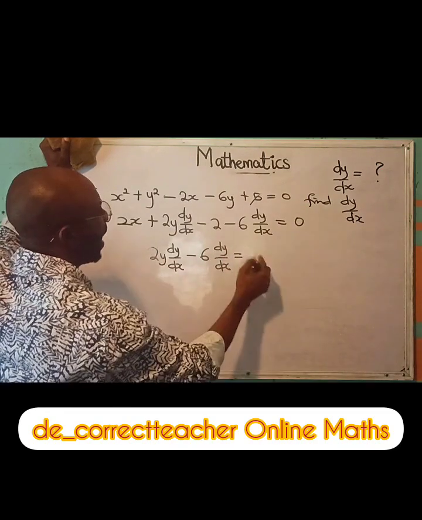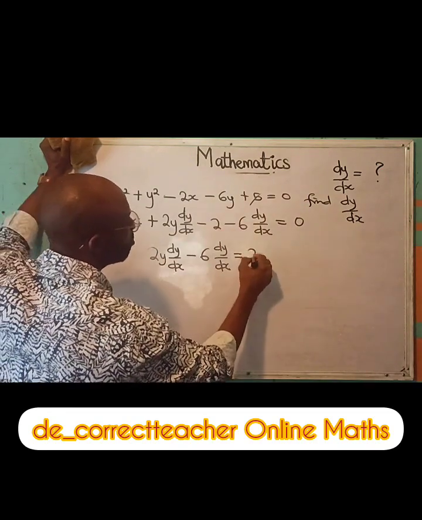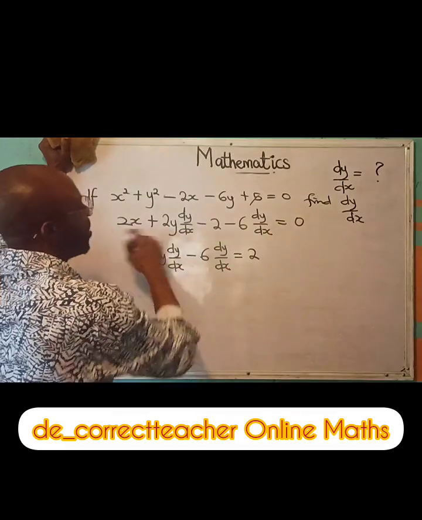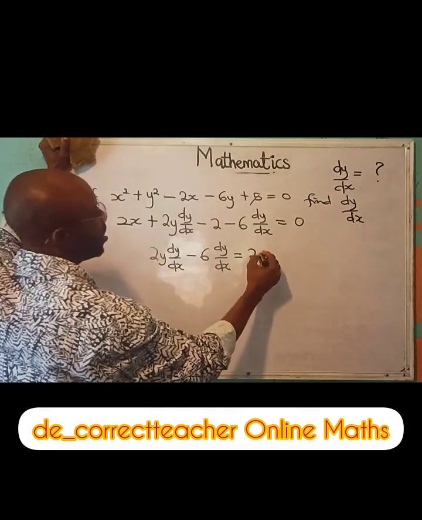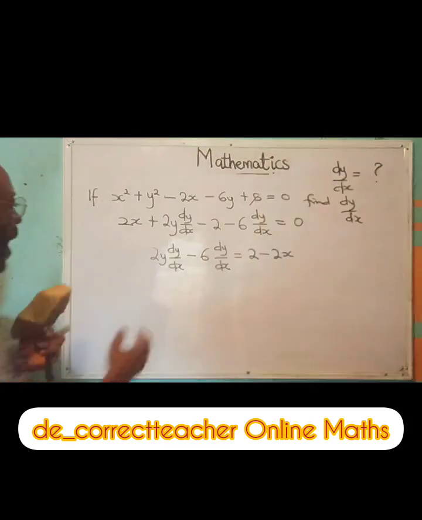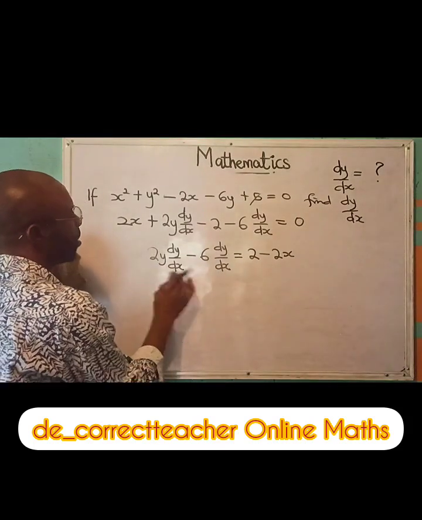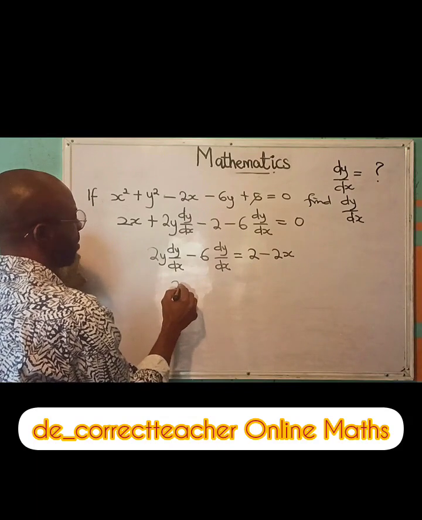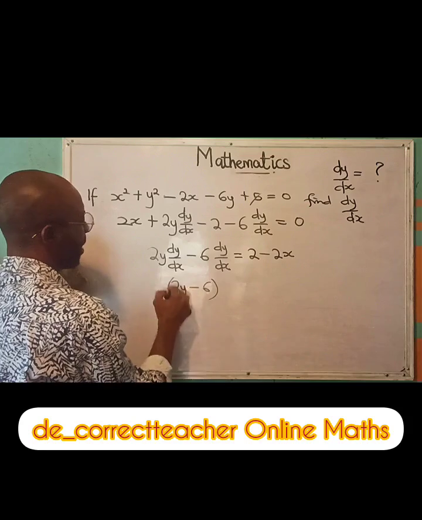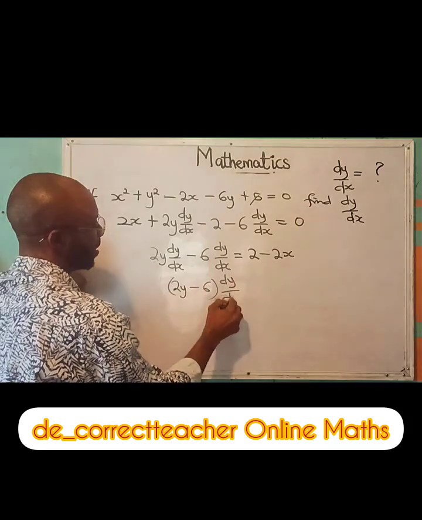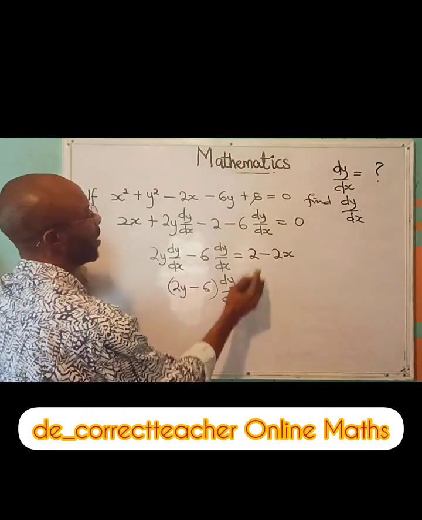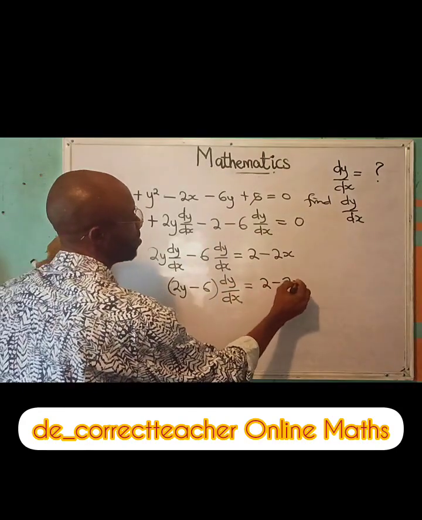Remember, if I'm moving these, let me move this first. Negative 2, if it's crossing the equality, becomes positive 2. Positive 2x is going to turn to negative 2x this way. So from here, I can factor these two out, because they are common. I will say 2y minus 6, close the bracket, call this dy over dx. It's the same thing: if I multiply this out, I'll still get this. I just factor it to simplify. This one will return 2 minus 2x.